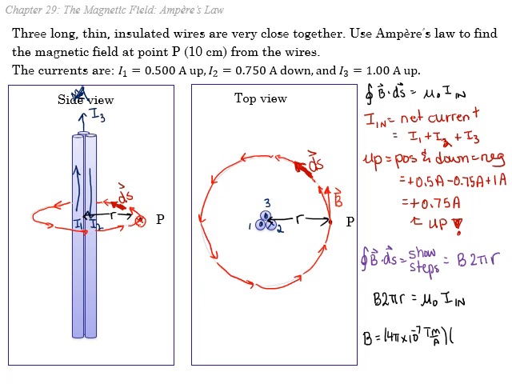times our current inside, 0.75 amps, divided by 2 pi times how far away we are. That's our r, which is 0.10 meters. So what we get for our B then is 1.5 times 10 to the minus 6 Teslas, and the direction in our side view would be into the page. And that's a vector. Again, we get our direction using the right-hand rule.